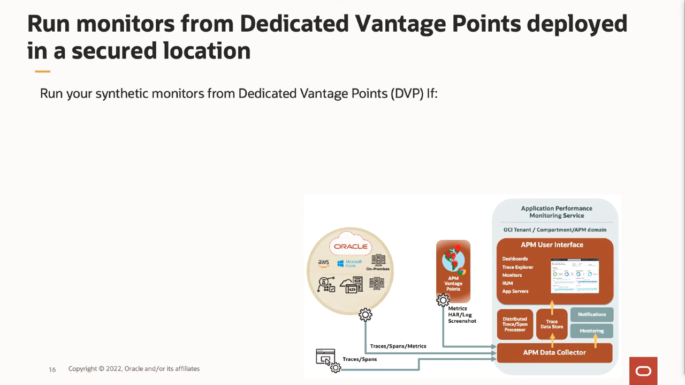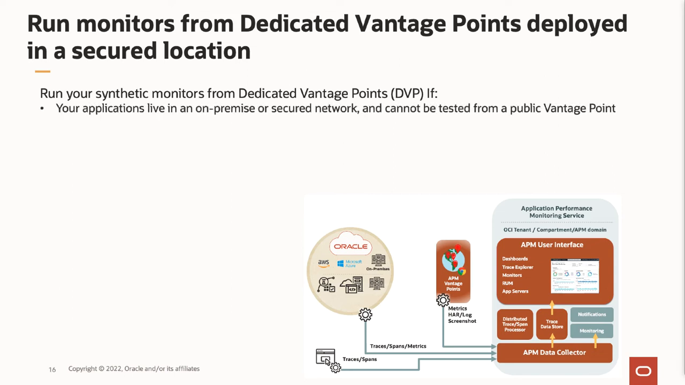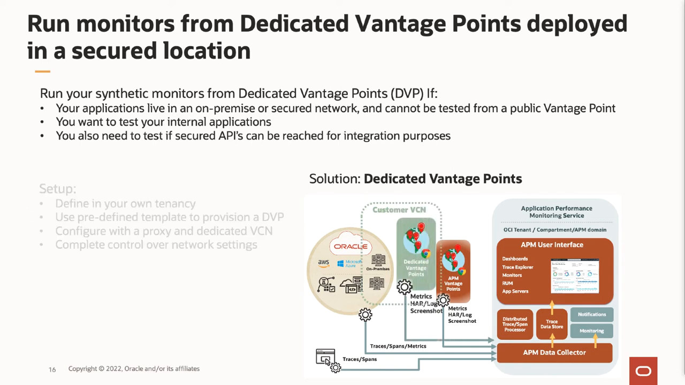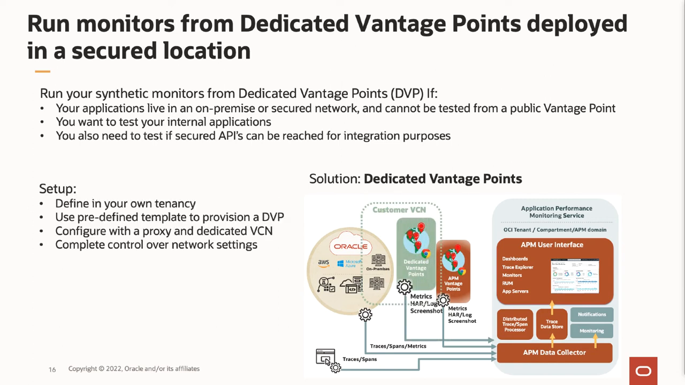Dedicated Vantage Point is a useful option when your application resides in an on-premise location or a secure network and cannot be accessed from the public vantage point. Or you want to test your internal applications which are not publicly open to the internet. And another use case is to test secured APIs for integration purposes. The solution to the above use cases is to use the dedicated vantage points.